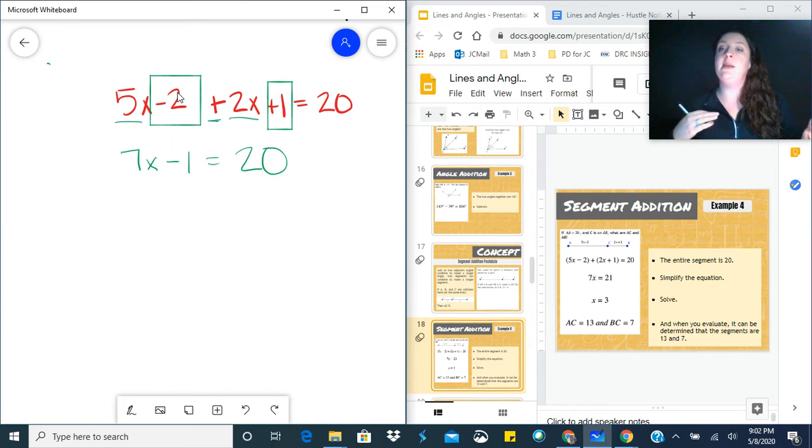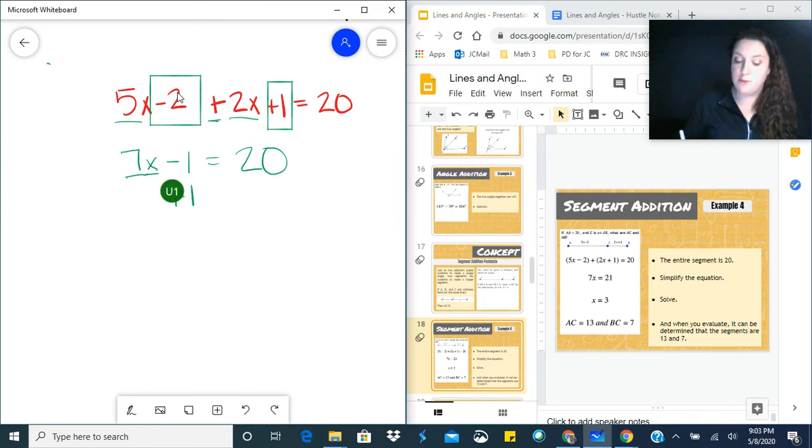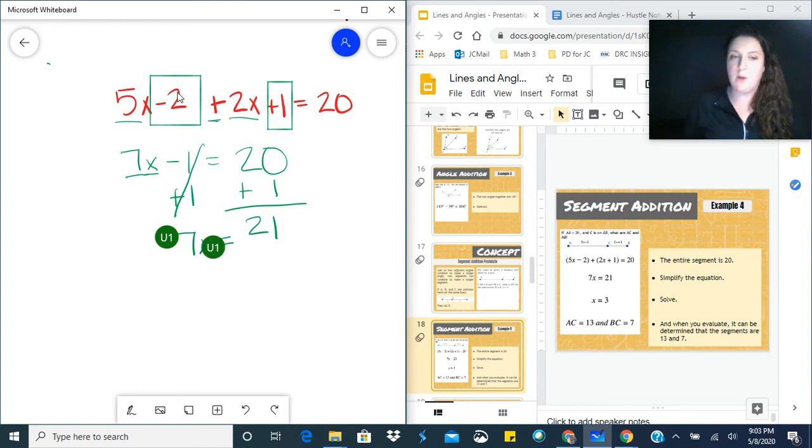We always get our variable alone. So this is our variable. We need to get rid of this 1. You are going to add 1 to both sides of your equal sign. You will get 21, negative 1 plus 1, they cancel out. You end up with 7x equals 21.